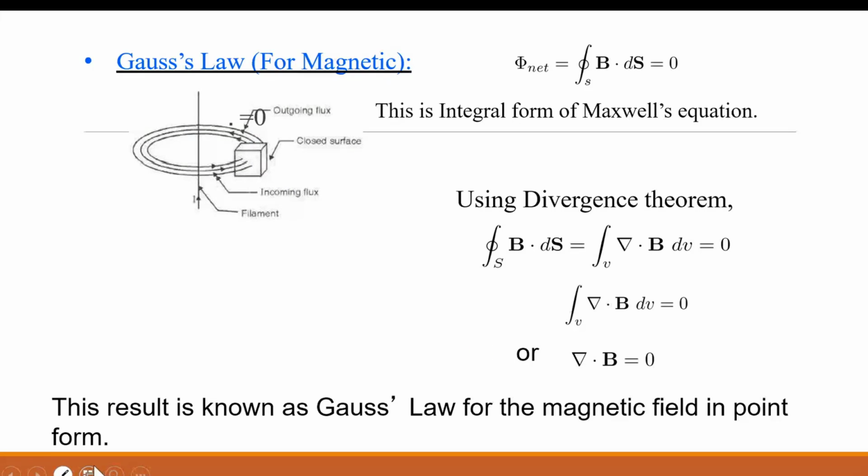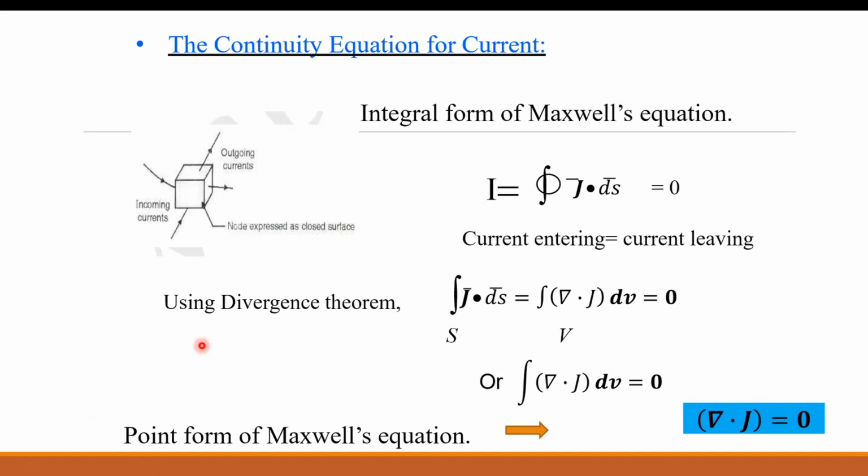last equation we are left with, the continuity equation of the current. Okay. So here I is related to j, and what is point form of that j, that we are going to see. This is also known as continuity equation of current. Later on we are going to see what is that equation in more detail.